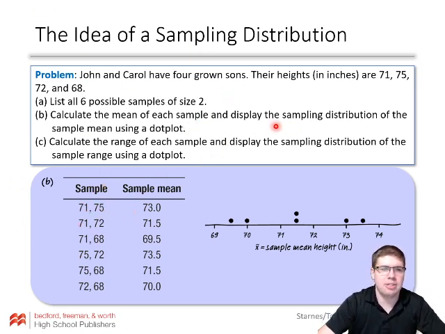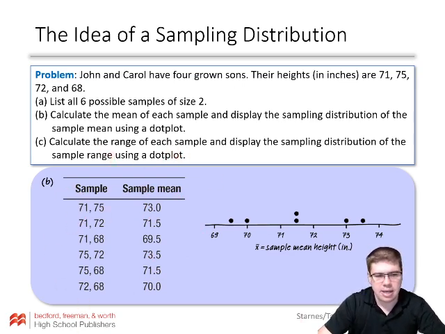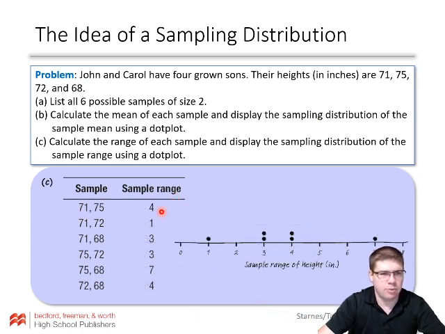It's all the possible samples of a given size from that population, and you find some statistic. In this case, they chose the sample mean. But we could also do something similar for a sample range. I take those same sets of samples and make a distribution of their ranges. The range here is 75 minus 71, which is 4, and then 72 minus 71 is 1, and so on. We plot those potential ranges, and there's the sampling distribution of ranges.